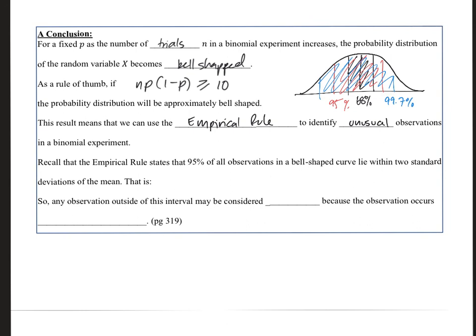So recall that the empirical rule states that 95% of all observations on a bell-shaped curve lie within 2 standard deviations of the mean. That is, mu minus 2 and mu plus 2 times your standard deviation. So the values lie between these two numbers. Any observation outside of this interval may be considered unusual because the observation occurs less than 5% of the time.